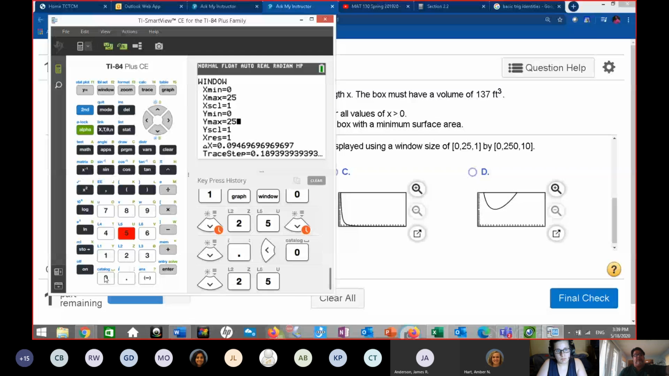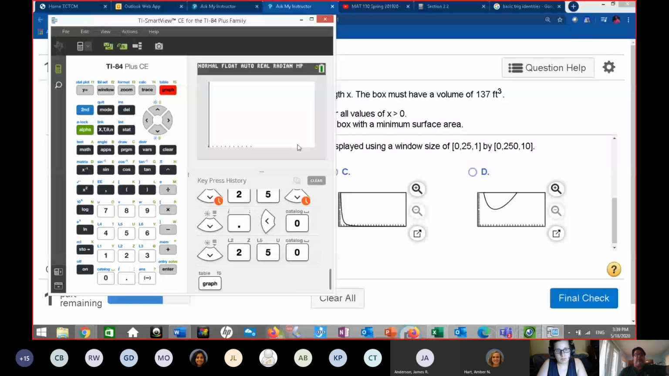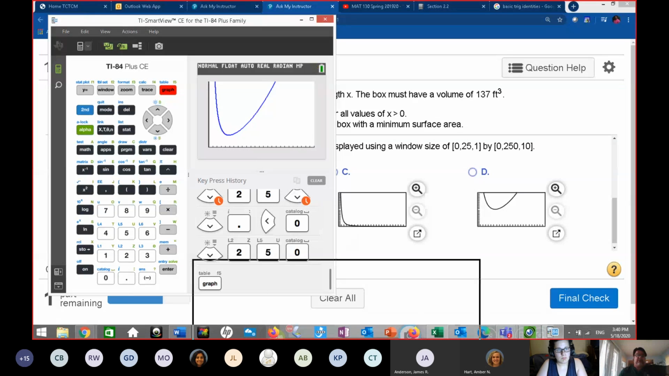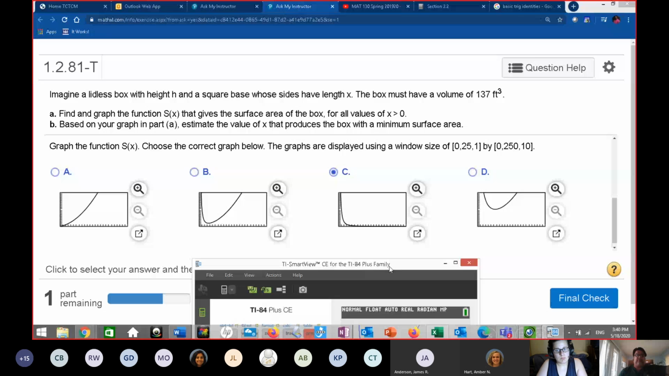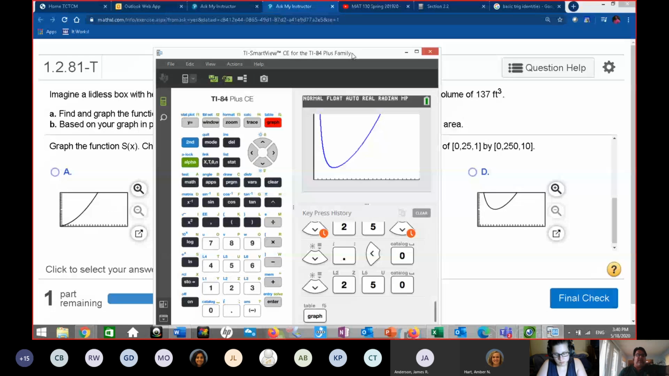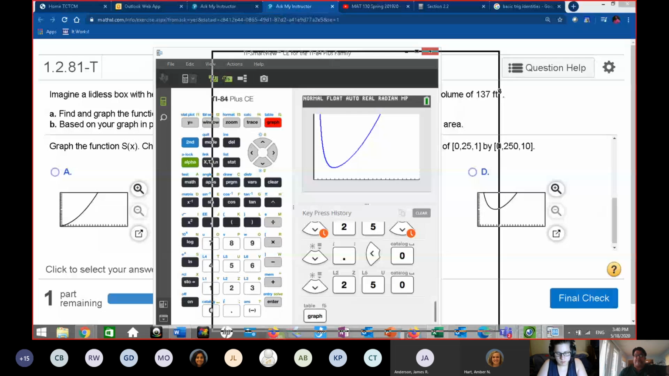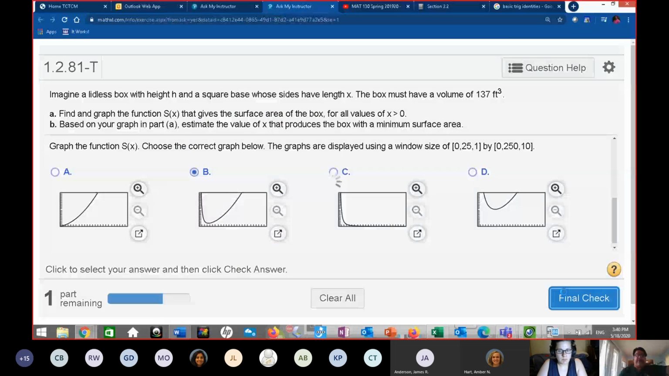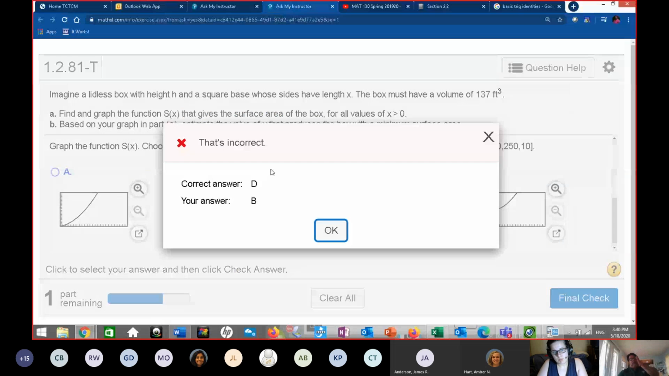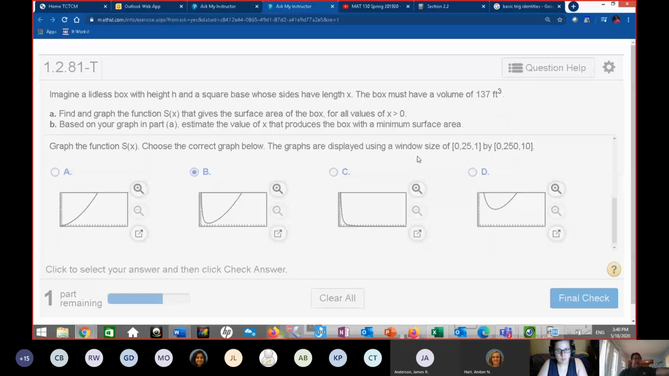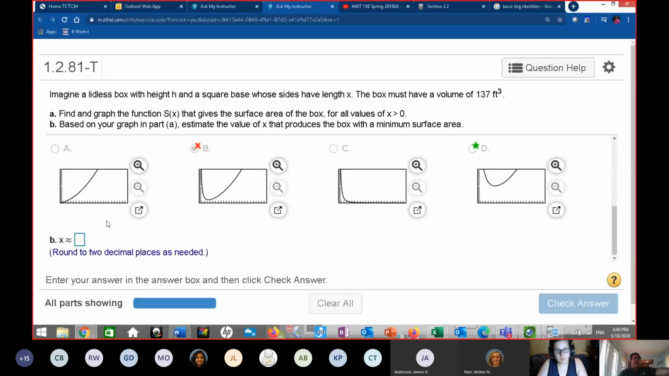Okay, there you go. So it looks something like D, let's see, with delta. It's either delta or Bravo. I think it's Bravo. It's delta. And X, let's see, what do they ask for? Is this B? Based on the graph, estimate the value, minimum surface area.